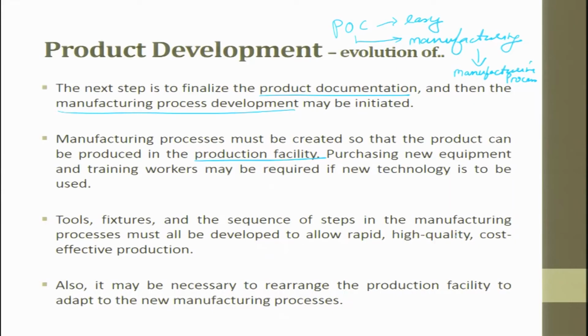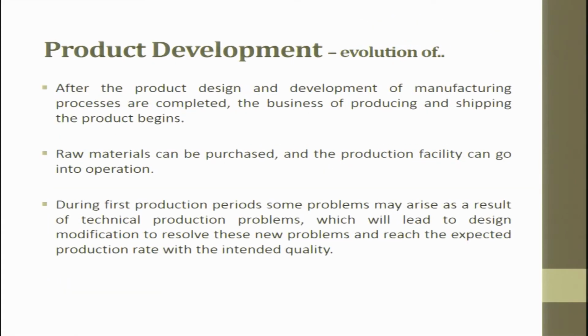Tools, fixtures and the sequence of steps in manufacturing processes must all be developed to allow rapid, high quality, cost effective production. Also, it may be necessary to rearrange the production facility to adapt for the new manufacturing process. All these things are part of product development. After the product design and development of the manufacturing process are completed, the business of producing and shipping the product begins. So, even before getting into business, there is something called packaging. Today, a lot of importance is given to package design.